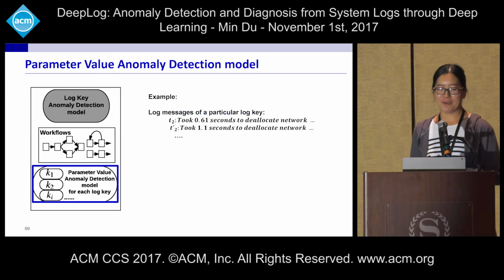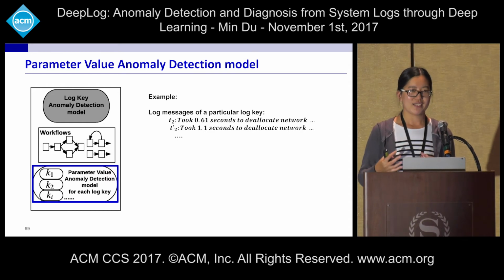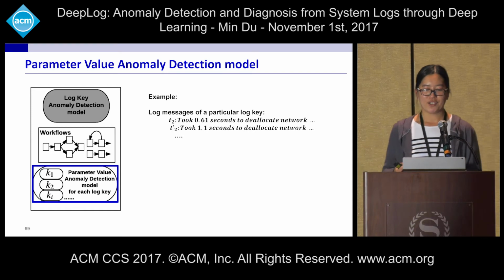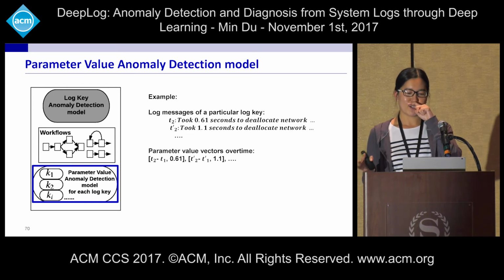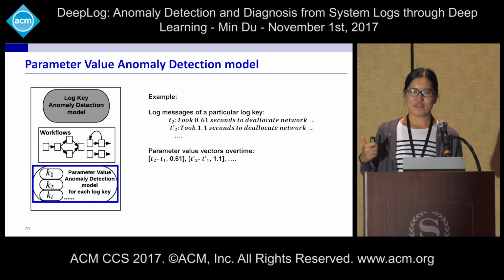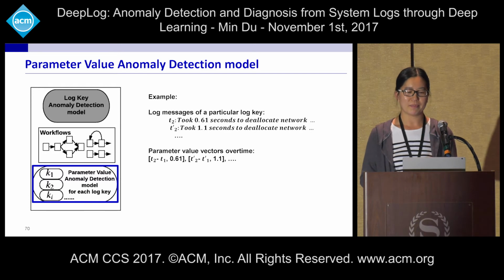And now this is the parameter value anomaly detection model. We actually built one different model for each log key. The idea is that the parameter values for one single log key have the same dimension, and also each dimension has the same meaning. For example, this is the log message of a particular log key: took how many seconds to deallocate network. And the parameter value vectors over time look like this. Note the first value is also the time difference of the current log message with the previous log message.